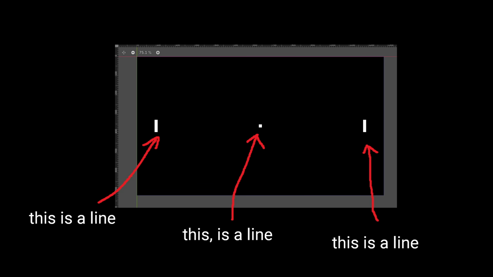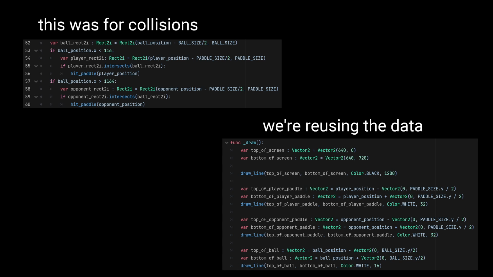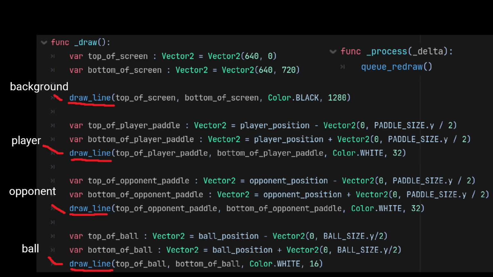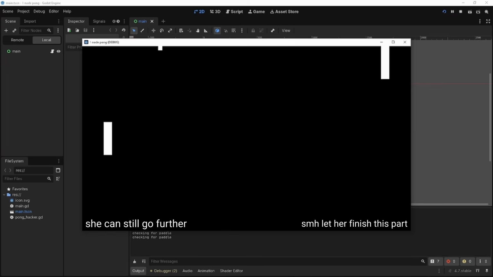because everything in Pong is just some kind of rectangle, which is just some kind of line with a specific width. We're already calculating the position of the paddles and the ball for collisions, so we can use that same math to calculate the positions that our lines need to be drawn at. As long as we make sure we're calling the drawLine function and queue_redraw in our process, then our ball and paddles will continually update to the correct position.